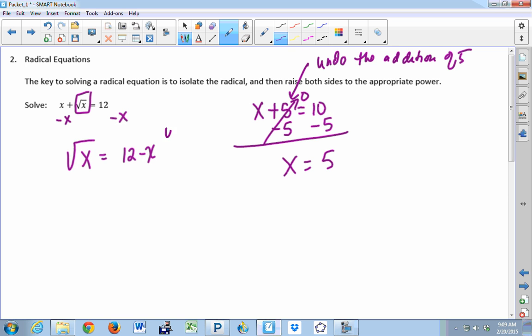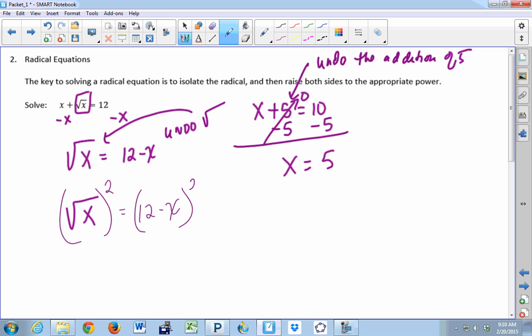So now we want to use the same idea, and we want to undo the square root. So what process undoes a square root and gets you right back to x? Squaring it, right? So now you want to square both sides. Whatever you do to one side of the equation, you must do to the other.